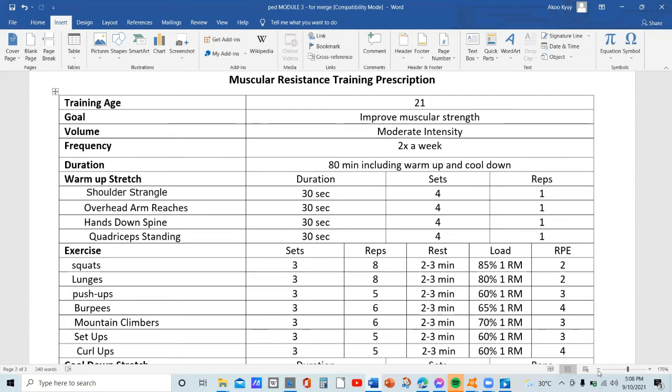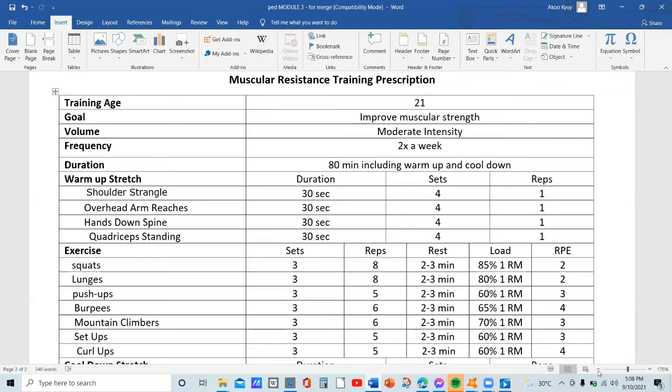Of course, before performing any physical activities, it is necessary to do the warm-up exercise. So I have chosen 4 warm-up stretch exercises, and these are the shoulder strangle, overhead arm reaches, hand down spine, and lastly the quadriceps standing. I will not be discussing them individually because I guess you are already familiar with these warm-up exercises.